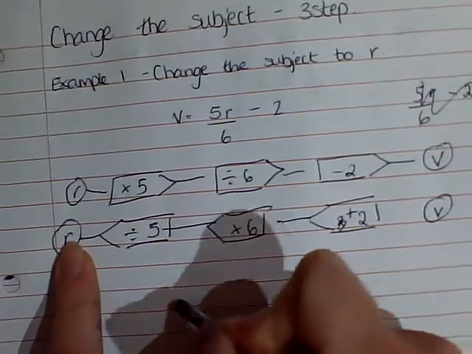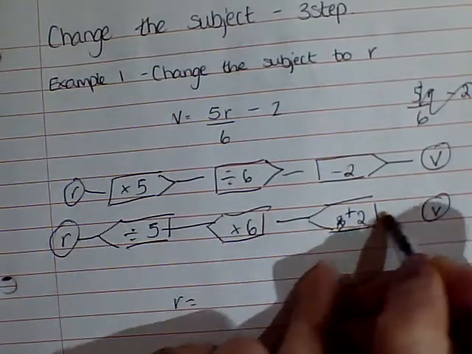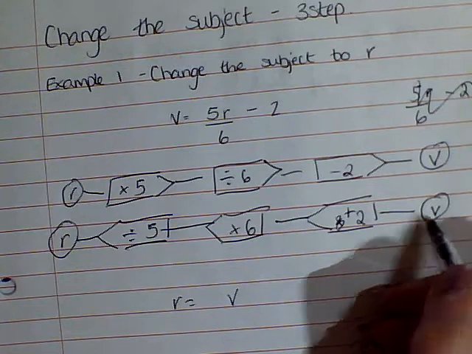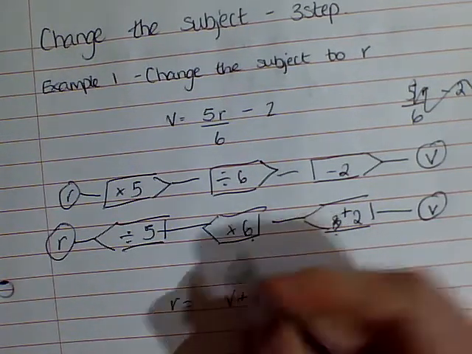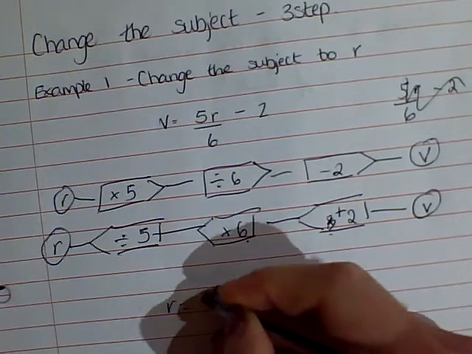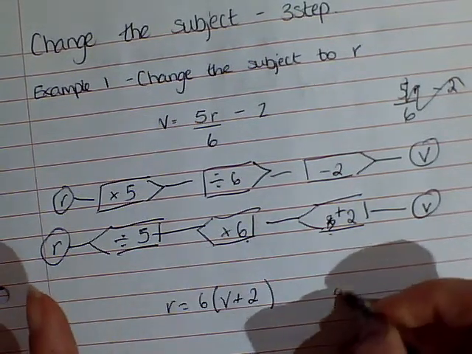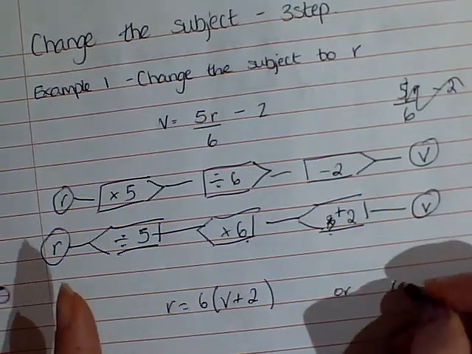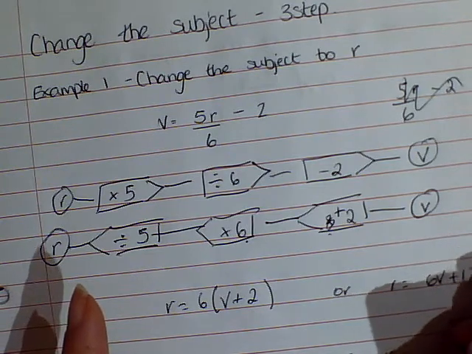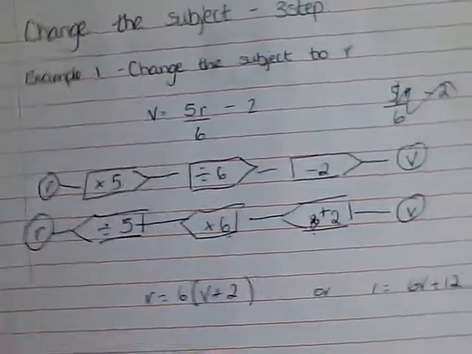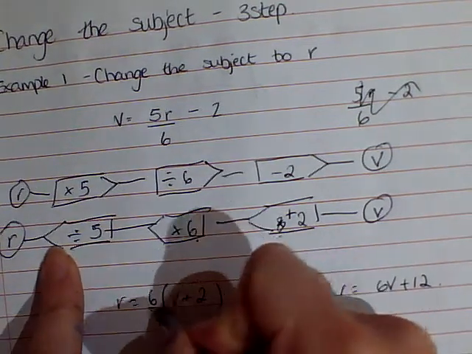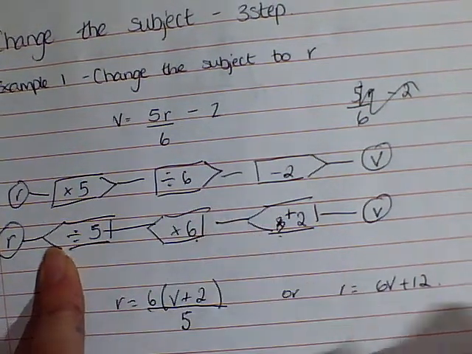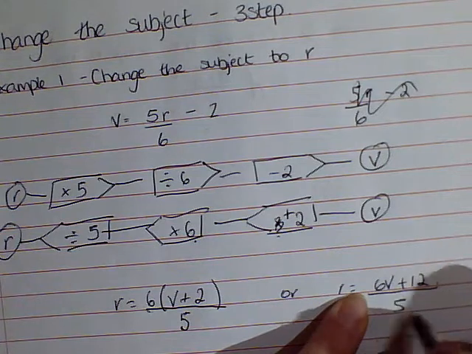So, for R, we're going to have V. The first step, add 2. Then times by 6. Put the bracket. Or remember, if you prefer, you can do 6V, add 12. Okay, so times by 6 and then divide by 5. So all the way across 5.